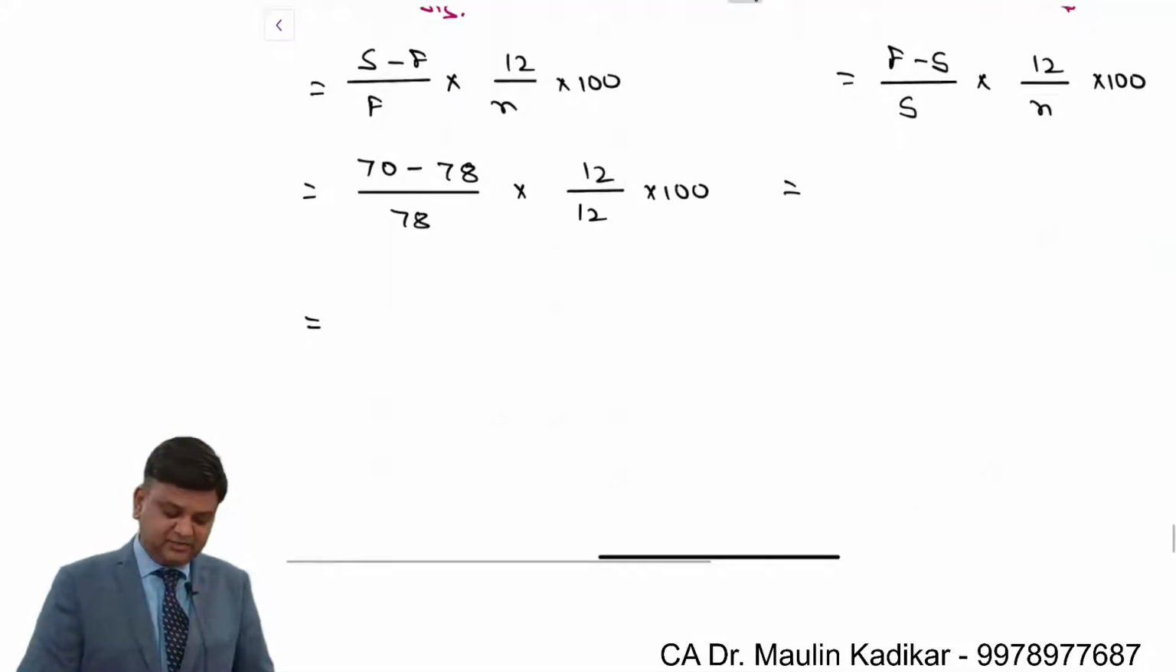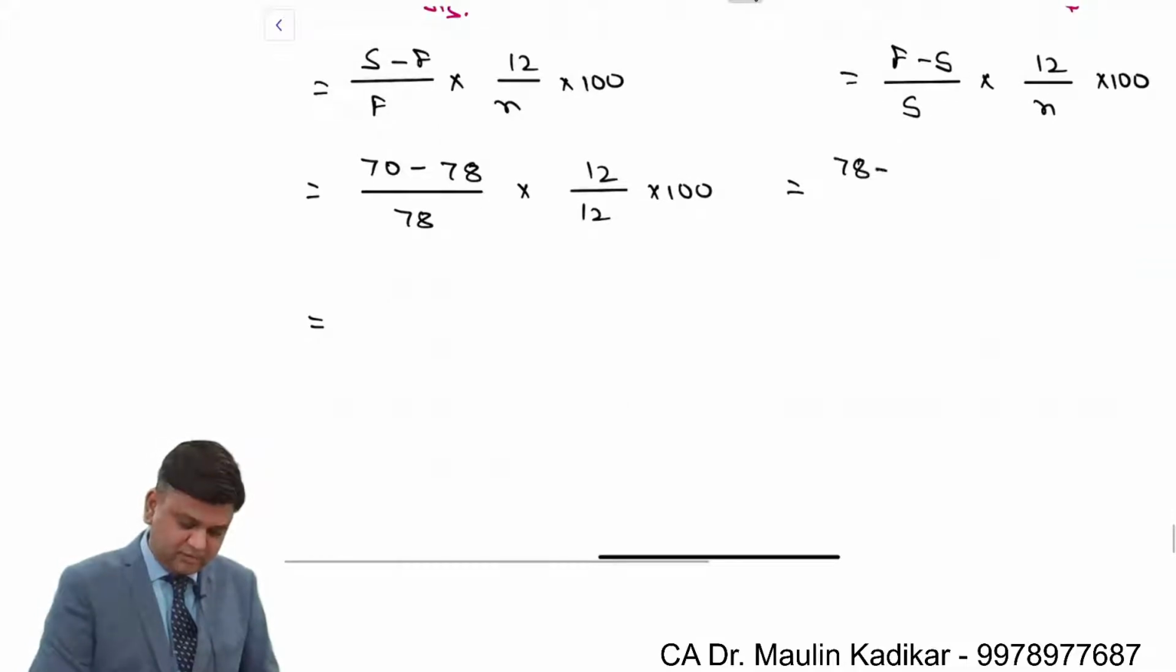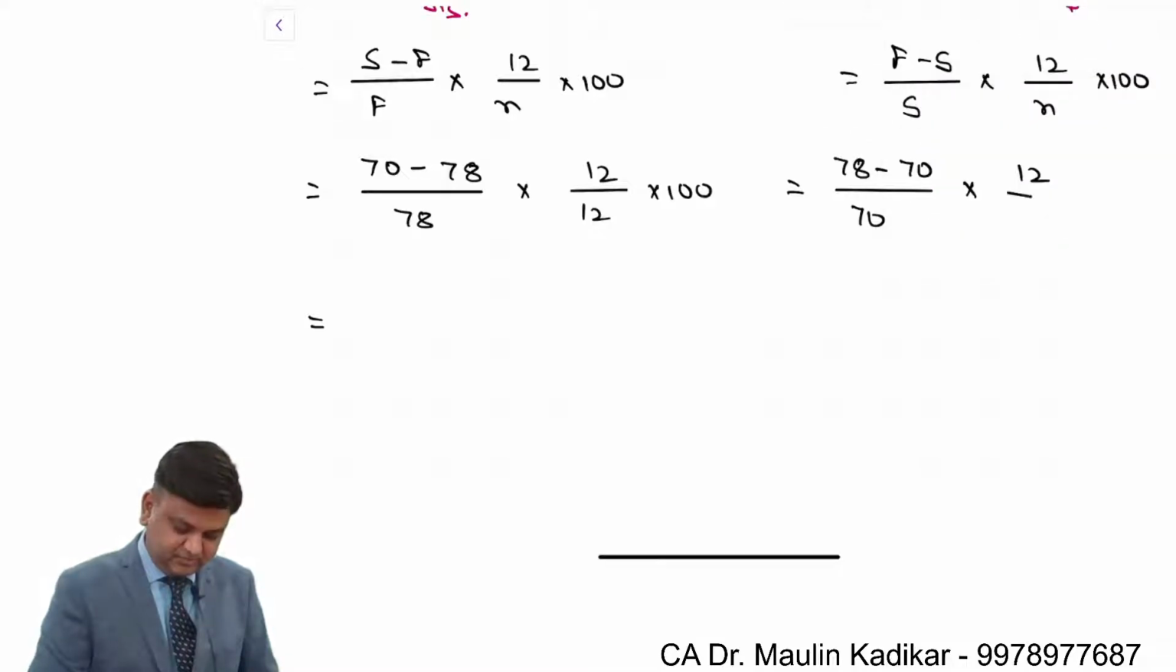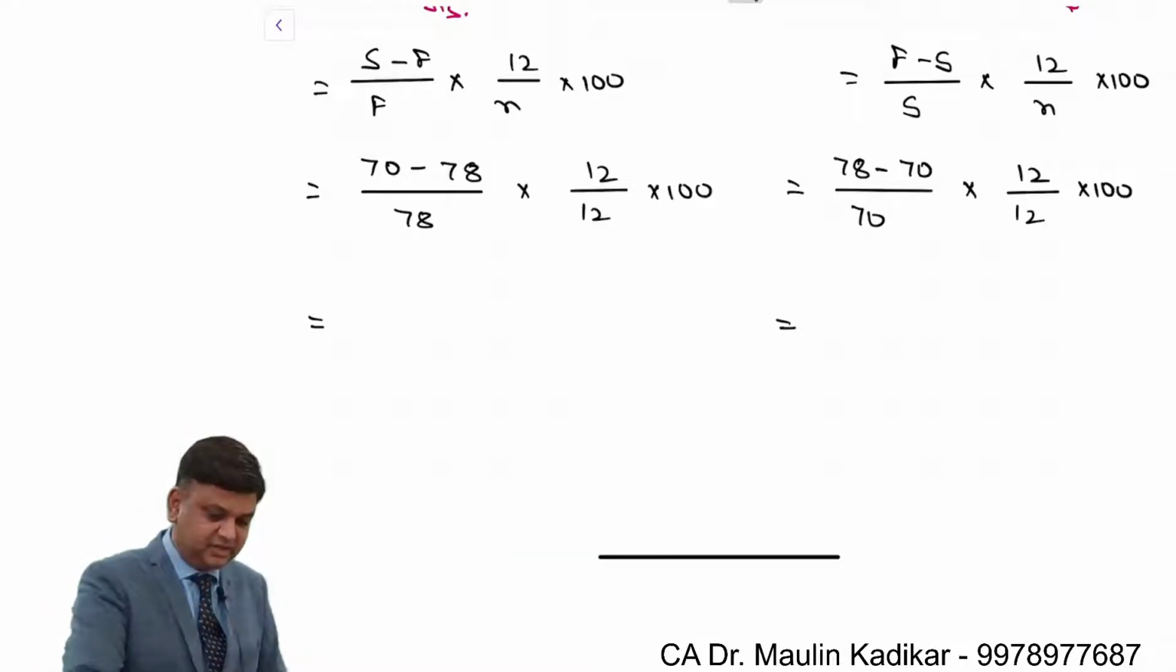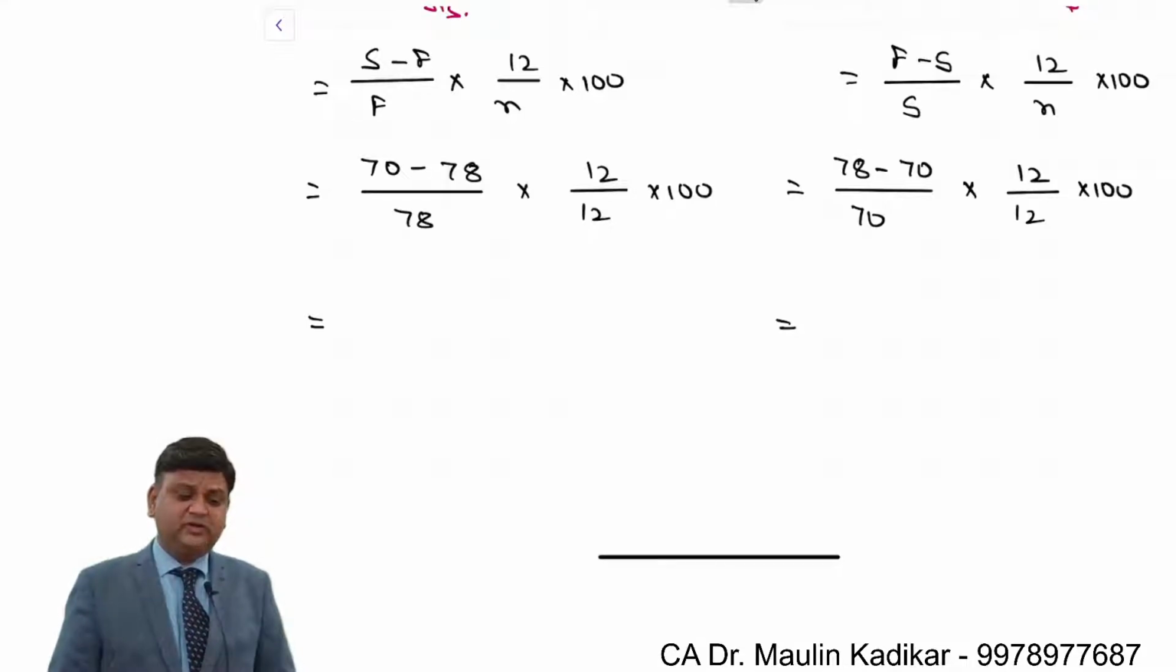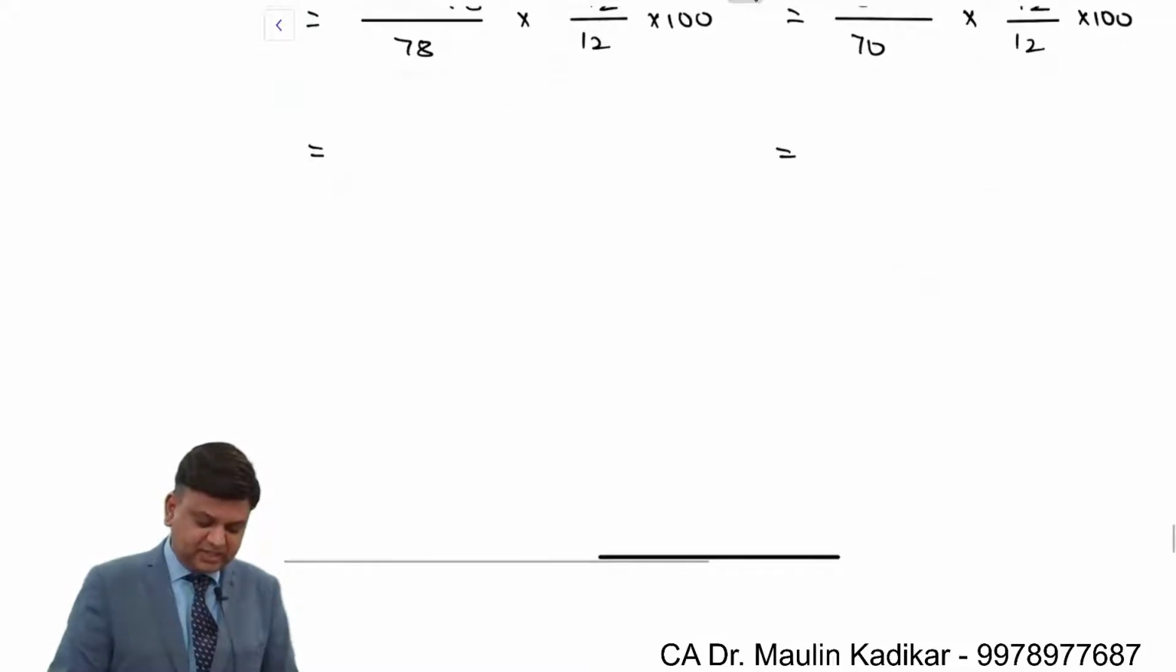What is forward exchange rate? 78. What is spot exchange rate? 70. Divided by again 70 into 12 divided by 12 into 100. So over here 70 minus 78, so negative 8 upon 78 into 12 divided by 12 into 100. So it is negative 10.2564. As it is negative, it is discount. So 10.2564 percentage. We can write 10.26% discount.